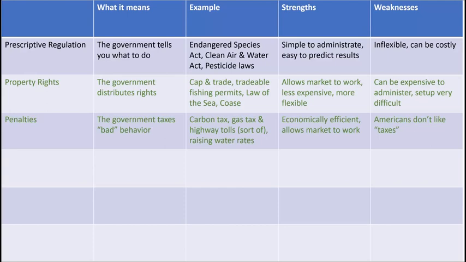Penalties are typically environmental taxes or environmental fines. So the government is going to tax or fine bad environmental behavior. So carbon taxes are frequently discussed. We don't have one. Gas taxes and highway tolls, you could think of them as being a sort of penalty that discourages driving, although actually gas taxes and highway tolls are primarily thought of as a way to pay for building highways and maintaining highways.